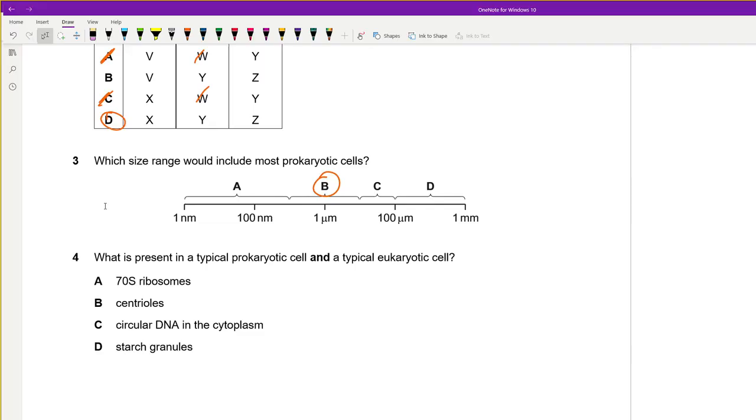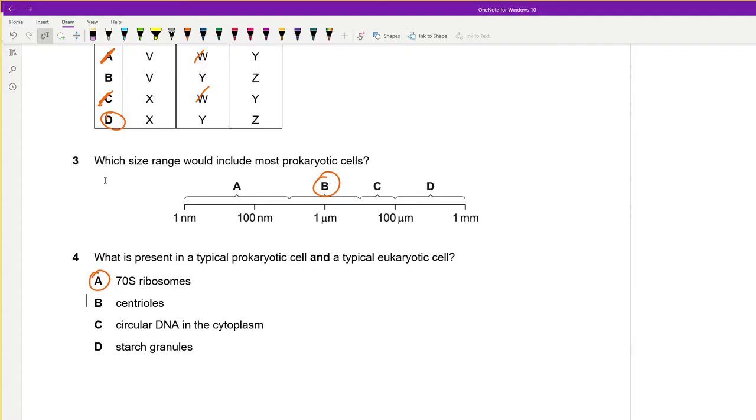4. What is present in a typical prokaryotic cell and typical eukaryotic cell? Okay. No, both of them do not have 70S ribosomes. Eukaryotes have 80S. But here's the tricky part. In eukaryotic cells, we also have mitochondria and chloroplasts, and according to the endosymbiont theory, they were prokaryotes at one time. So this was a trick question. Eukaryotic cells also have 70S ribosomes. Even though mainly we have 80S, 70S ribosomes are present in the chloroplast and mitochondria.